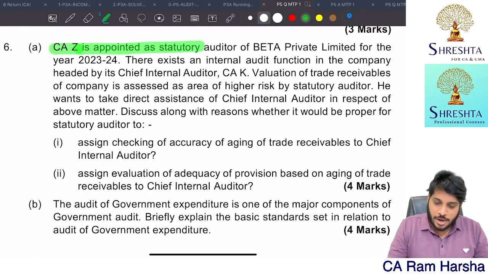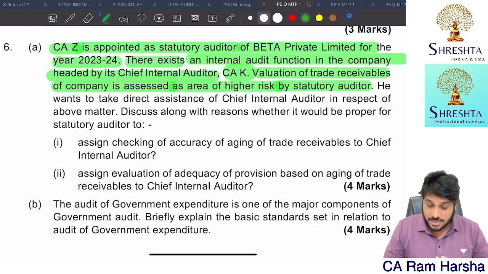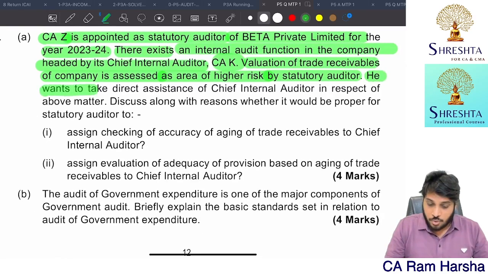CA Judd is appointed as statutory auditor of Beta Private Limited for the year 23-24. There exists an internal audit function in the company headed by Chief Internal Auditor CAK. Valuation of trade receivables of the company is assessed as an area of high risk by the statutory auditor. Trade receivables is high risk, okay? He wants to take direct assistance of the Chief Internal Auditor in respect of the above.